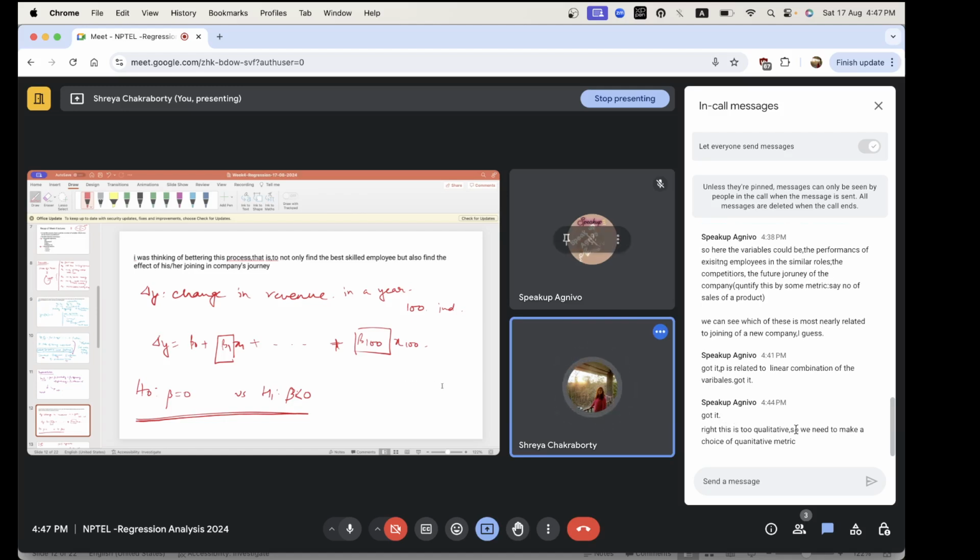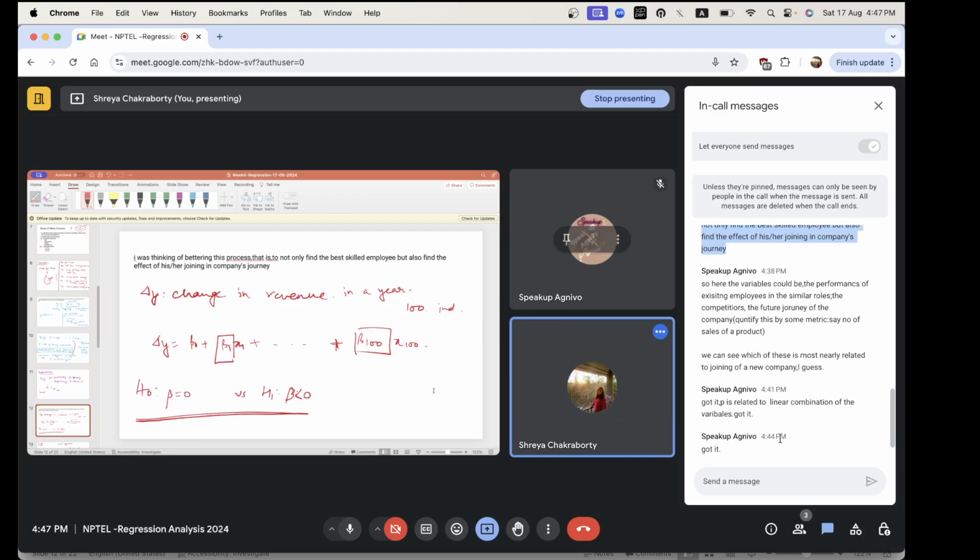Yes, this is too qualitative, so we need to make a choice of quantitative metrics. Yes. And here, whatever you are saying, the variables could be performances of existing employees in a similar role, competitor, future journey of the company, quantify this, like sales of a product. Yes, that is what I'm saying.